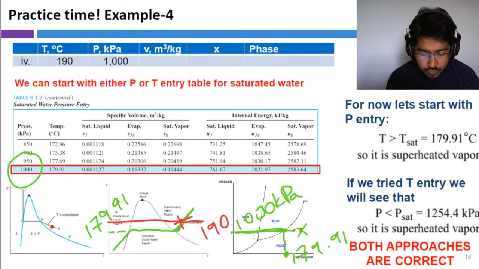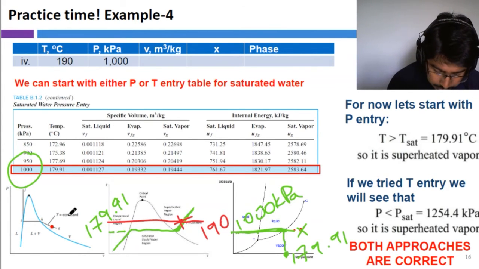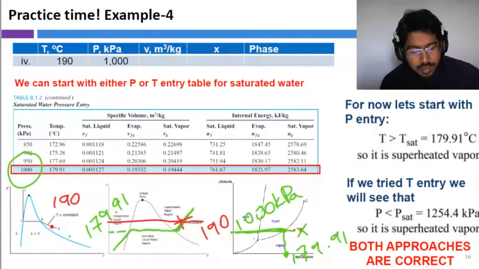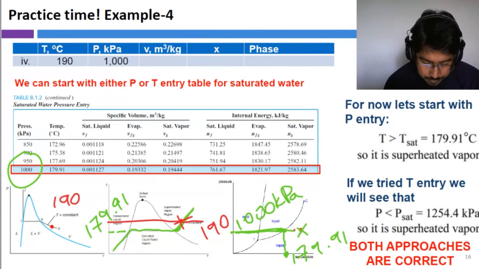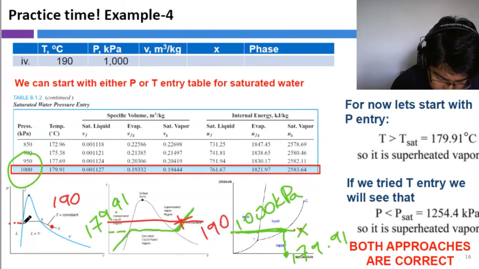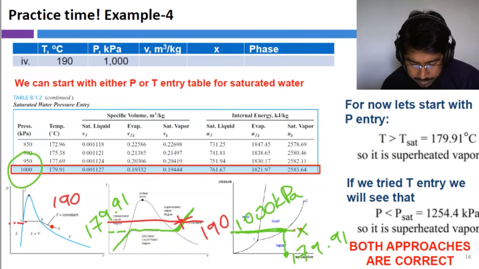In the PV diagram, we mark our temperature. In previous cases, in the TV diagram, we started with the pressure, and in the PV diagram, we start with our temperature. So this is T constant, and the temperature value is 190, right? The temperature value is 190. And now the pressure, the saturation pressure at this point is going to be what?